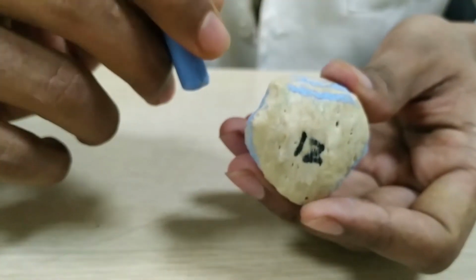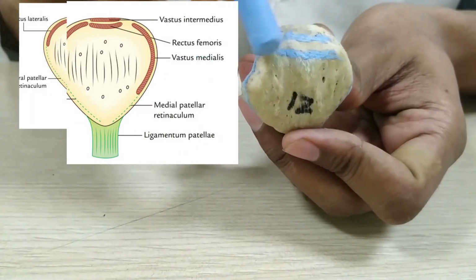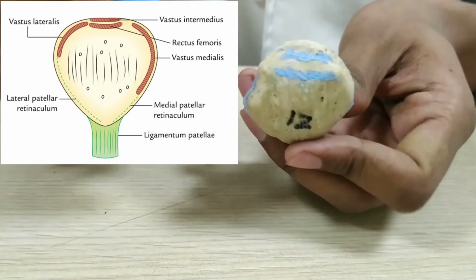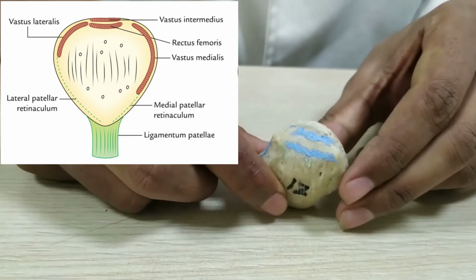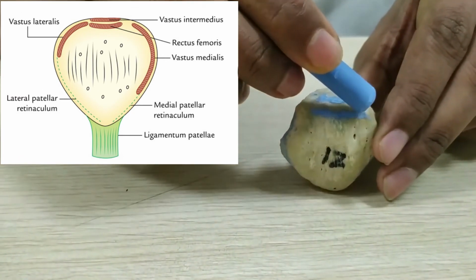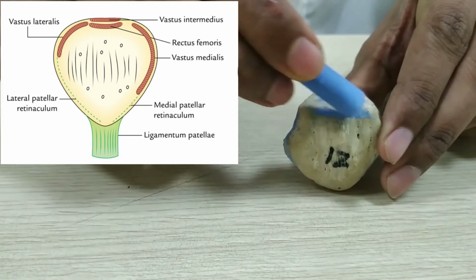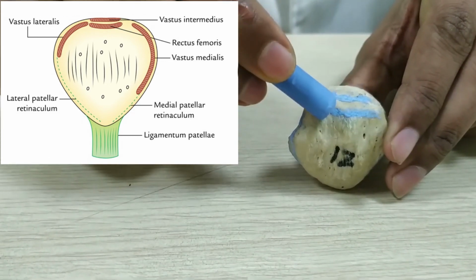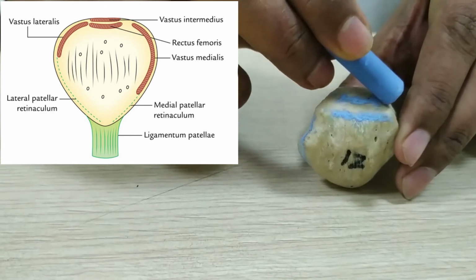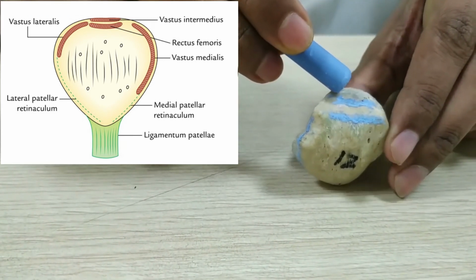Now we'll talk about the attachments of the patella. You can see here, this one is the base of patella or superior border of the patella. The superior border of patella provides attachment to two muscles. Anteriorly here we have the insertion of the rectus femoris muscle. Posteriorly here we have the insertion of the vastus intermedius muscle.